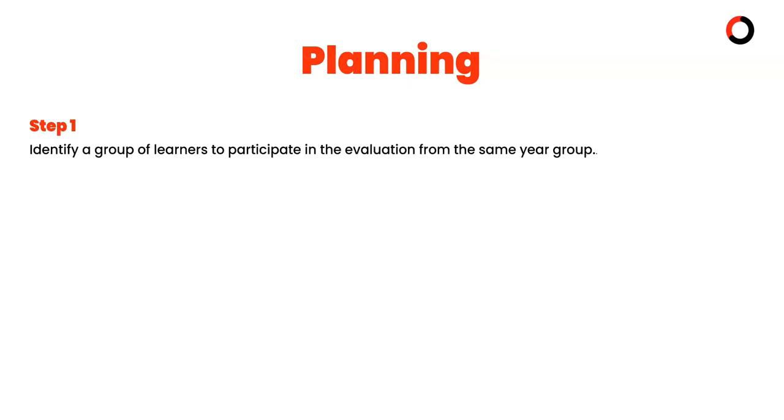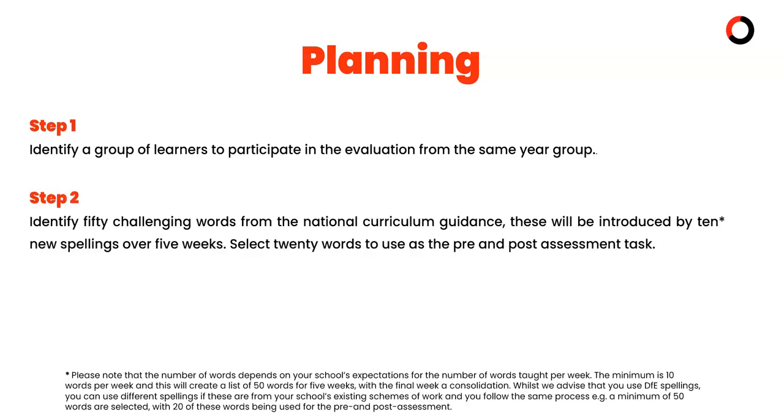Step 1. Identify a group of learners to participate in the evaluation. Step 2. Identify 50 challenging words from the National Curriculum Guidance. These will be introduced by 10 new spellings over 5 weeks, with the 6th week being the consolidation. Then you will select 20 words to use as a pre- and post-assessment task.